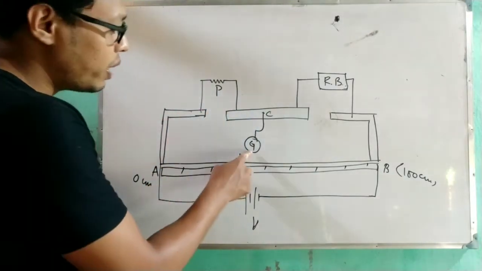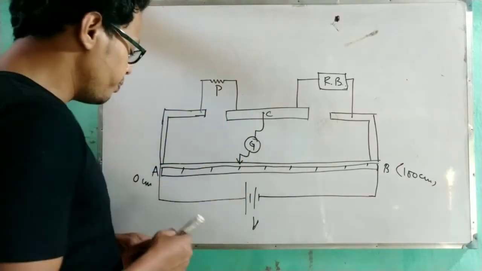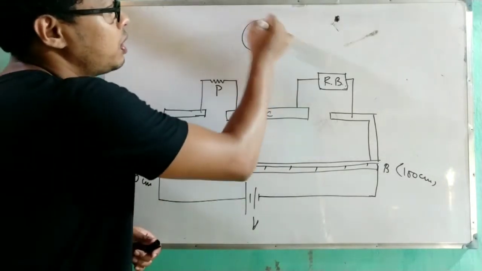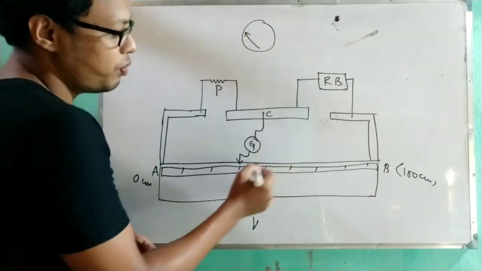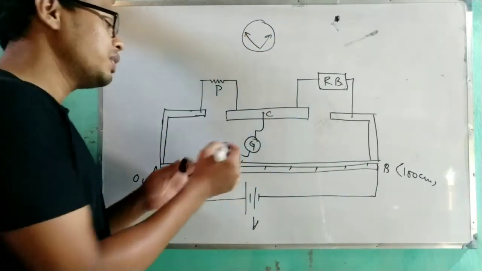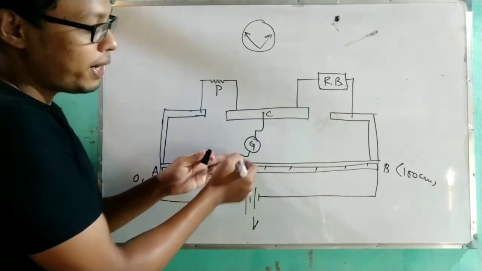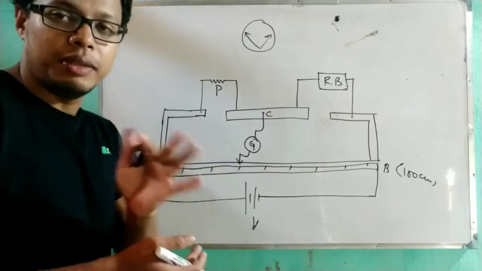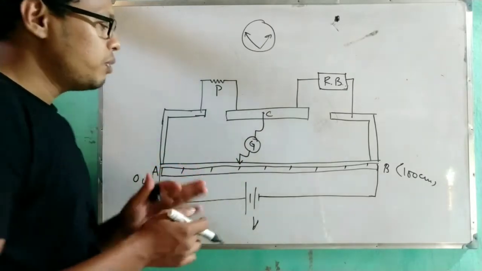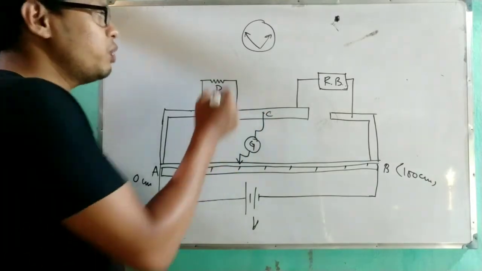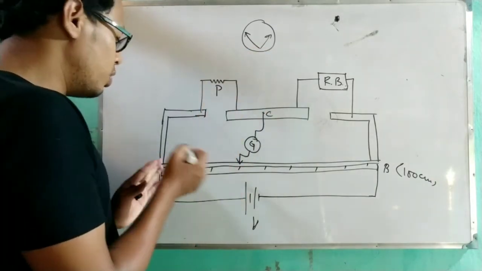Because if you connect the jockey to the black terminal, then when you touch the jockey on the left side, suppose this is the galvanometer, you will get a left deflection. When you touch it on the right side, you will get a right deflection. Otherwise, if you connect the jockey to the red terminal, you will get the opposite deflection. So it is better to connect the jockey to the black terminal, by which you can get the deflection.